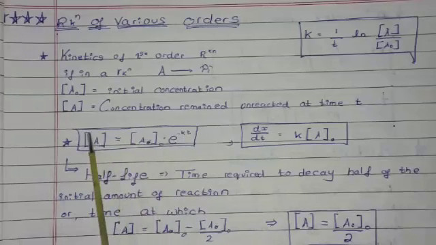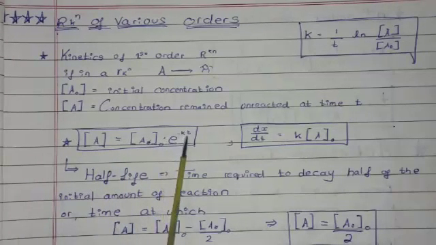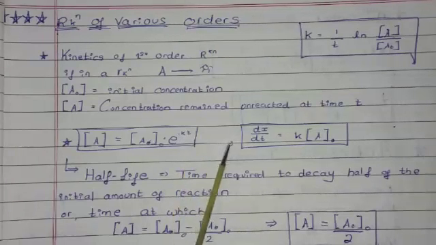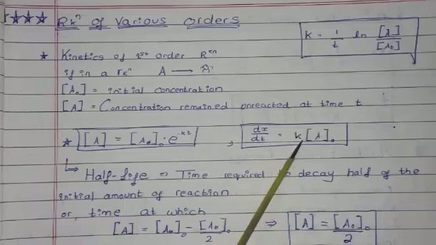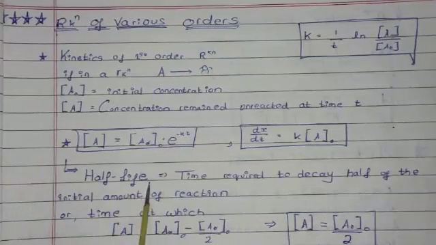So the general formula: concentration of A equals concentration of A naught into e power minus kt. Simple, like charging and discharging of capacitors, right? So dx upon dt equals k times concentration of A. That's so obvious, right? And half-life, what is half-life?